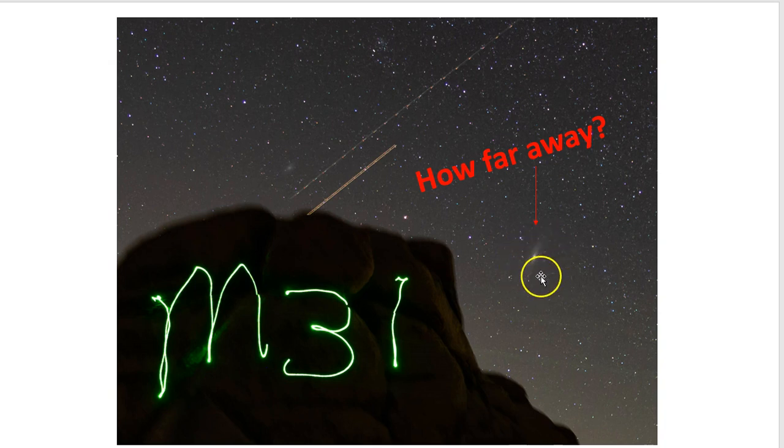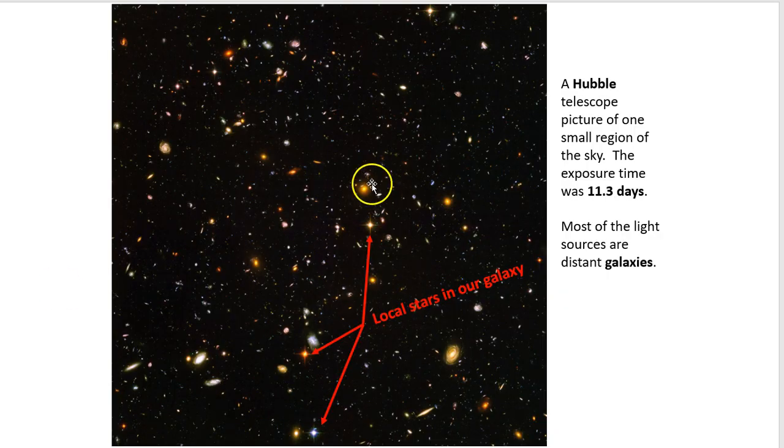of hundreds of billions of stars far away from our own galaxy, about 2.5 million light years for the Andromeda Galaxy. Today, with the Hubble telescope, with exposures of 11.3 days, the Hubble telescope has revealed thousands and thousands and thousands of galaxies just in a small little patch of space. And so there are hundreds of billions of galaxies in the entire universe. All of the little spots of light here are galaxies, with the exception of these stars, which would be local stars in our Milky Way galaxy.